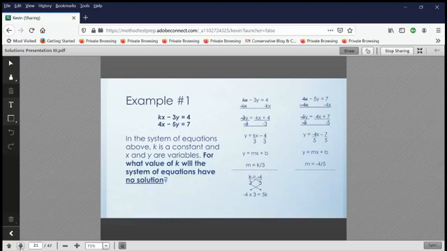Sometimes I've had students with fractions they're adding or subtracting. They're so used to cross multiplying that they want to do it all the time. But again, it's only when it's on opposite sides of the equal sign. So in this case, we're on opposite sides of the equal sign. I'm going to do negative 4 times 3 is equal to 5 times k.